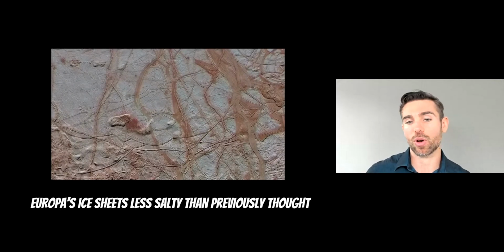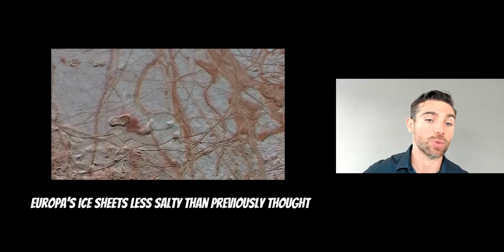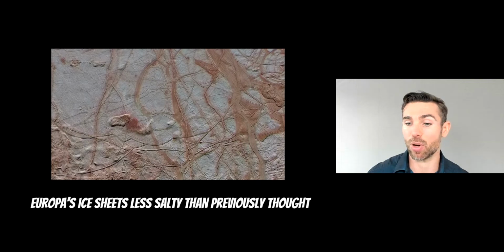Now, compared to what we thought about the crust or the icy sheets on Europa before, they're now expected to be less salty than we first thought they might be. Because this particular type of ice is forming the crust, it's going to have much less salt content because it's almost pure water ice as opposed to having some salt in there. So this has consequences for the actual composition of the ice sheets.